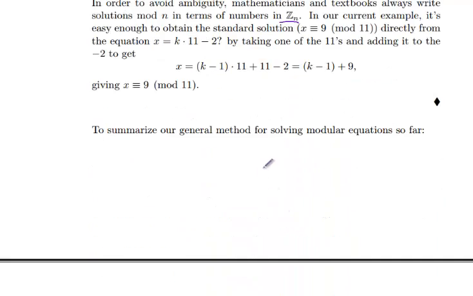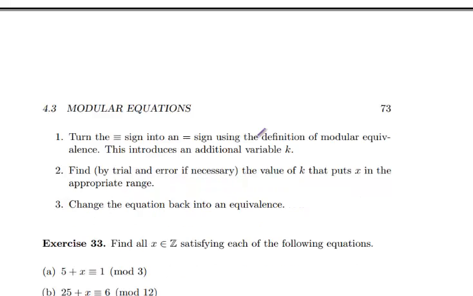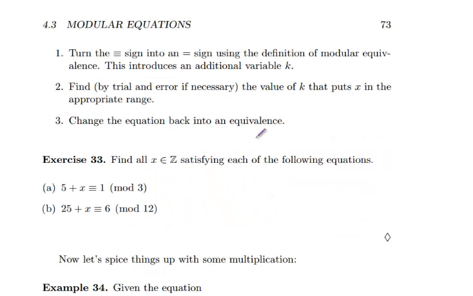Okay, so that's what it talks about here. The textbooks always write solutions in terms of numbers in Zn. All right. So far we have a general method. That's what we want to do: take our examples and generalize so that we can solve any equation that we encounter. So what were the steps we took in solving this equation? First, we turned the modular equivalent sign into an equal sign. Then you introduce an additional variable k, so you have k times the modulus. Now, you find the value of k that puts x in the appropriate range, and then change the equation back into equivalence.